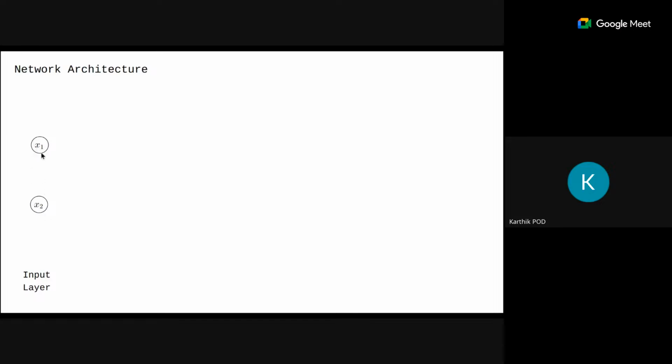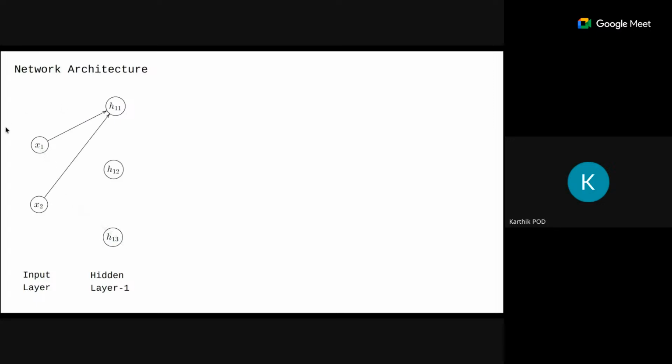So we call these neurons. All these circles are going to be called neurons. There are 2 input neurons, and they feed into what is called a hidden layer. This hidden layer has 3 neurons. We call these hidden layer neurons, and connecting the neurons between layers, you have some connections. These connections are going to have some weights.